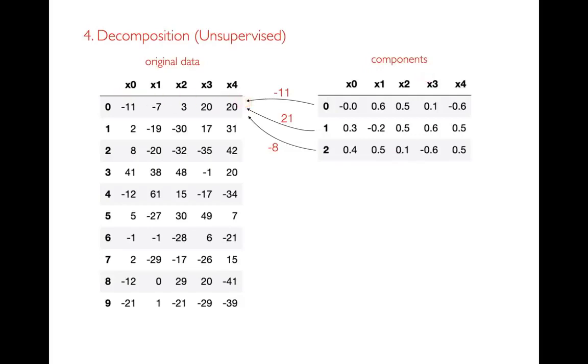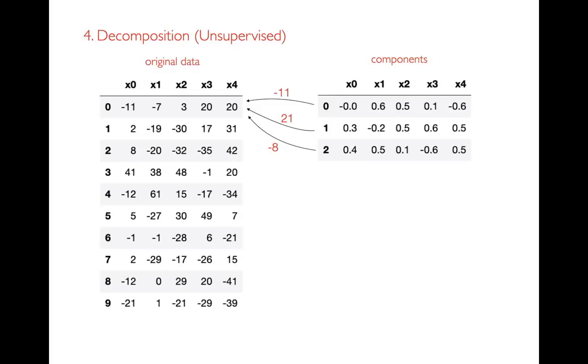So you notice the columns are the same between my original data and my component rows. And then to get this row here, like -11, -7, 3, 20, 20, what I would do is multiply this row by -11, and then add it to 21 times this row, and then add it to -8 times this row. So I'm taking a weighted average of these three rows to produce this row. And if you actually crunch these numbers, you'd see that I would get something similar to this, but there would be some error, right? It's not a perfect match, which is fine. The fewer components I have, the simpler the model, but there might be more error.